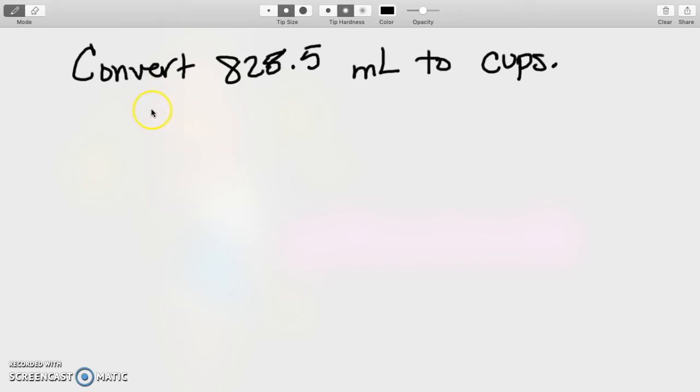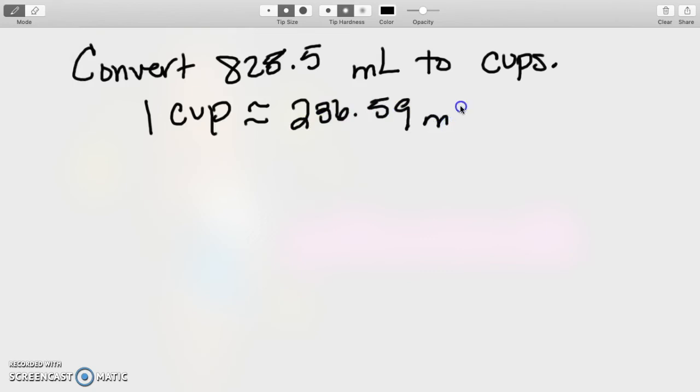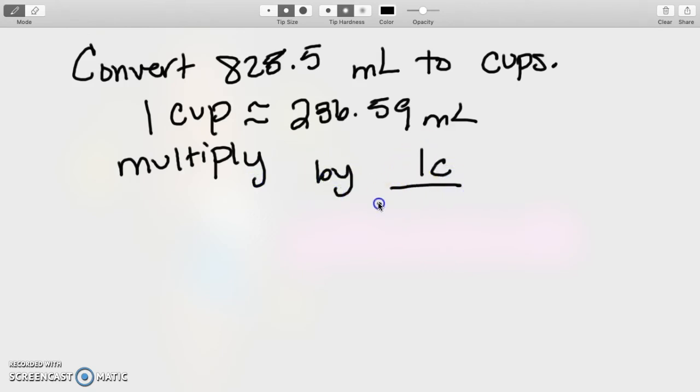So going back to our chart, we know that 1 cup is approximately 236.59 milliliters, which means we're going to multiply by 1 cup over 236.59 milliliters, okay? So now let's go ahead and set up that problem.